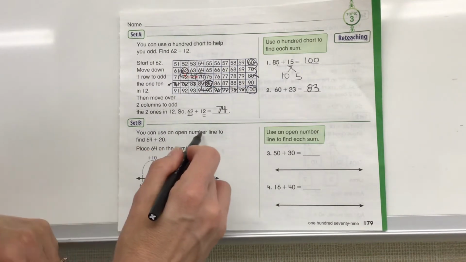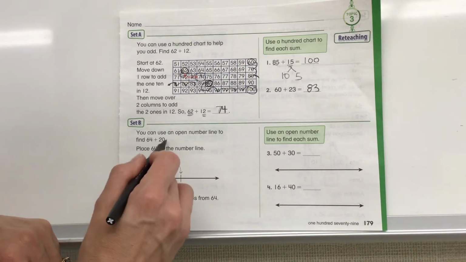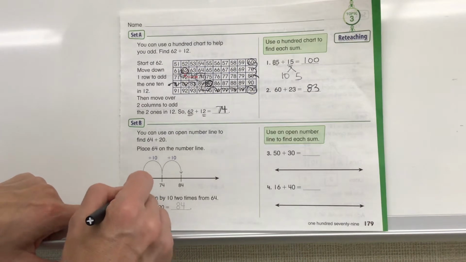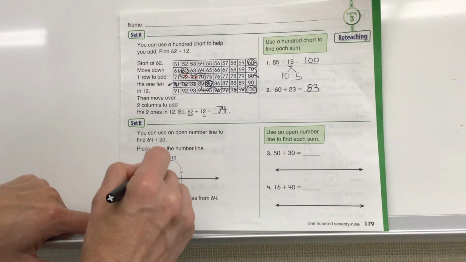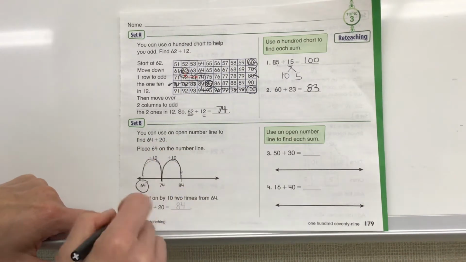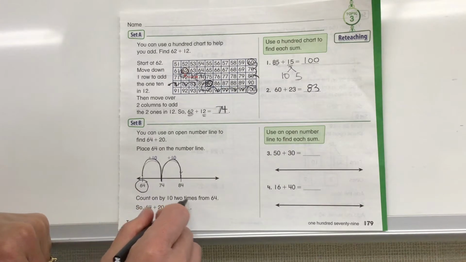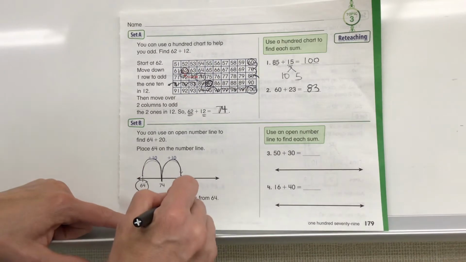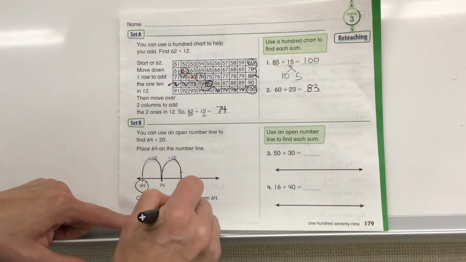All right, let's take a look at set B. You can use an open number line to find 64 plus 20. So I like to start with the largest number. So start at 64 and add 20, a hop of 10, hop of 10. So count on by 10 2 times from 64. So 64 plus 20 is 84.